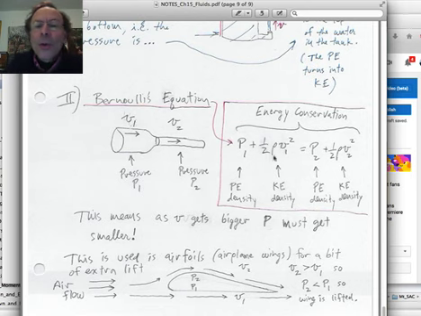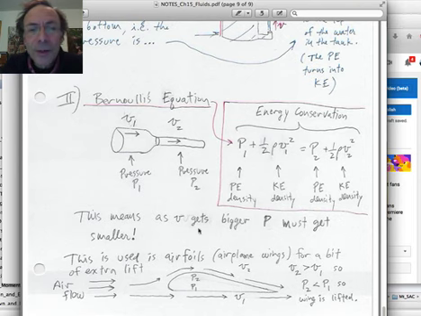But according to the law of conservation of energy, the total energy before and after must be equal. Well, if the kinetic energy density on the right side is bigger, then the potential energy density has to be less. Otherwise, the equality won't work. All right.